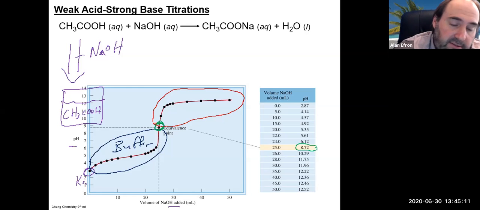So that's the buffer region of the titration. And that's why we also see that it's not sharply rising here. It's maintaining its pH along there because really you're creating a buffer. And that's like the experiment we're going to do today. You're creating a buffer from this reaction of a weak acid with a strong base.